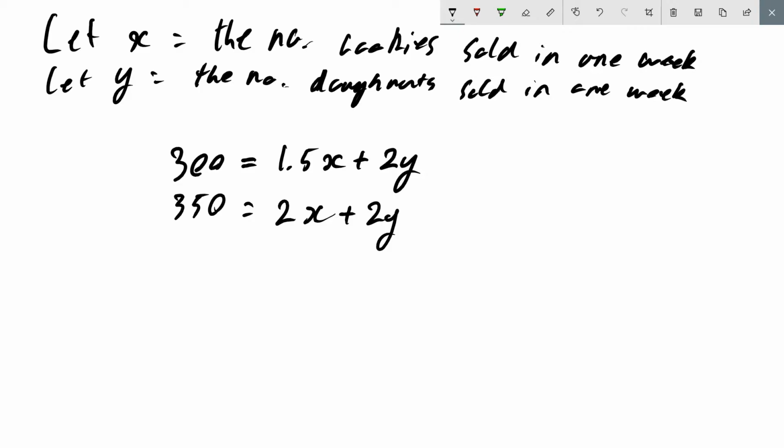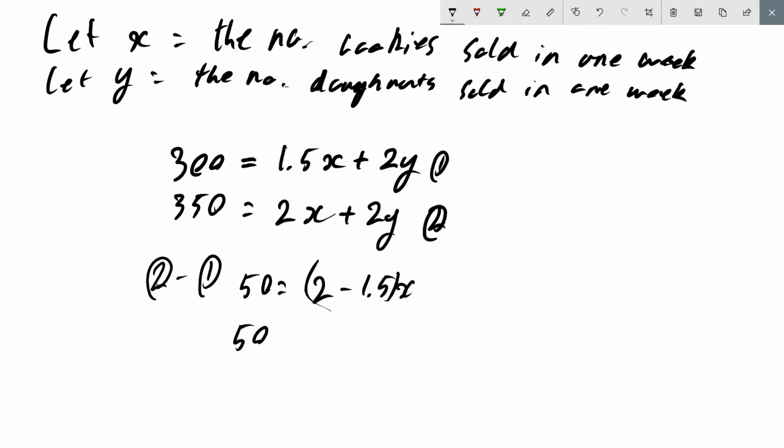Now that we have our equations, we can start solving. Conveniently, we can just subtract these since the coefficient of y are the same in both equations. So we can just subtract. Let's subtract equation 2 minus equation 1. We have 2 minus 1.5 x. That'll be just half of x, and this will become 350 minus 300, and that's just 50. So 50 equals x over 2, times by 2, 100 equals x. So Bob sold 100 cookies in 1 week.